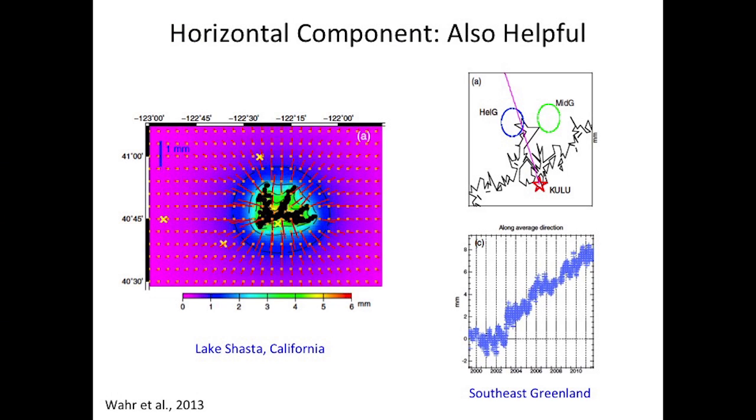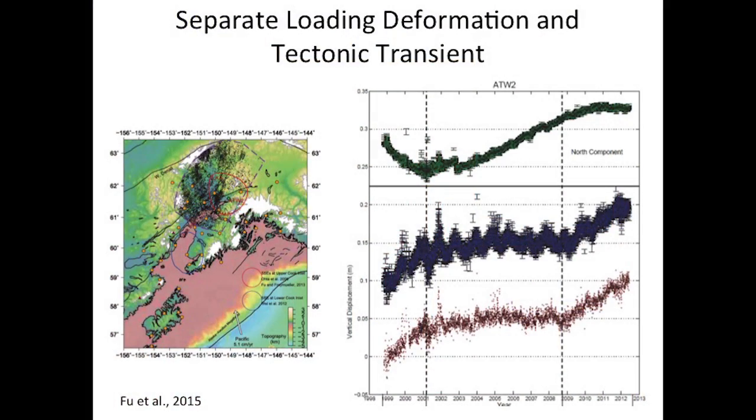I want to point out that the horizontal loading deformation is very, very helpful. John Wahr's previous work has already confirmed that by looking at horizontal loading deformation, we can better estimate the location of the mass change. In Alaska, the loading deformation and the tectonic deformation are superposed with each other. Using a GRACE model of the loading deformation, we can remove this component and only look at tectonic transients.